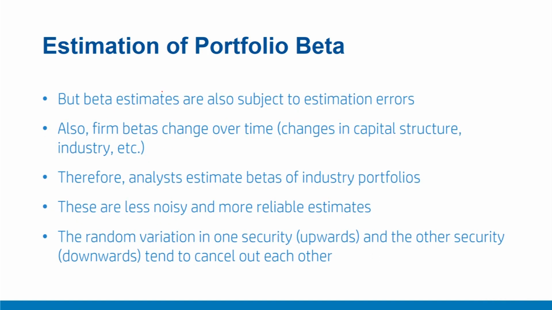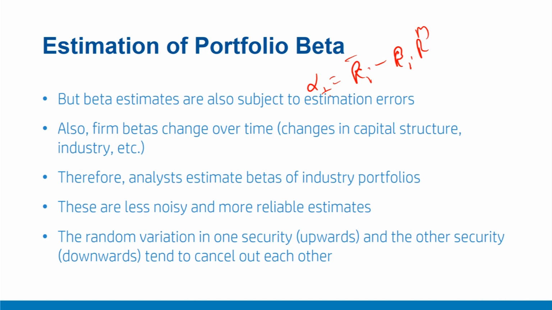Now, once your beta is estimated, you can also estimate the alpha i simply by this equation, alpha i equal to Ri bar minus beta i times Rm bar. We can estimate alpha i from here. But these beta estimates are also subject to errors. Also, the fact that firm characteristics such as capital structure, industry, etc. change over time. Hence, firm beta is also expected to change.